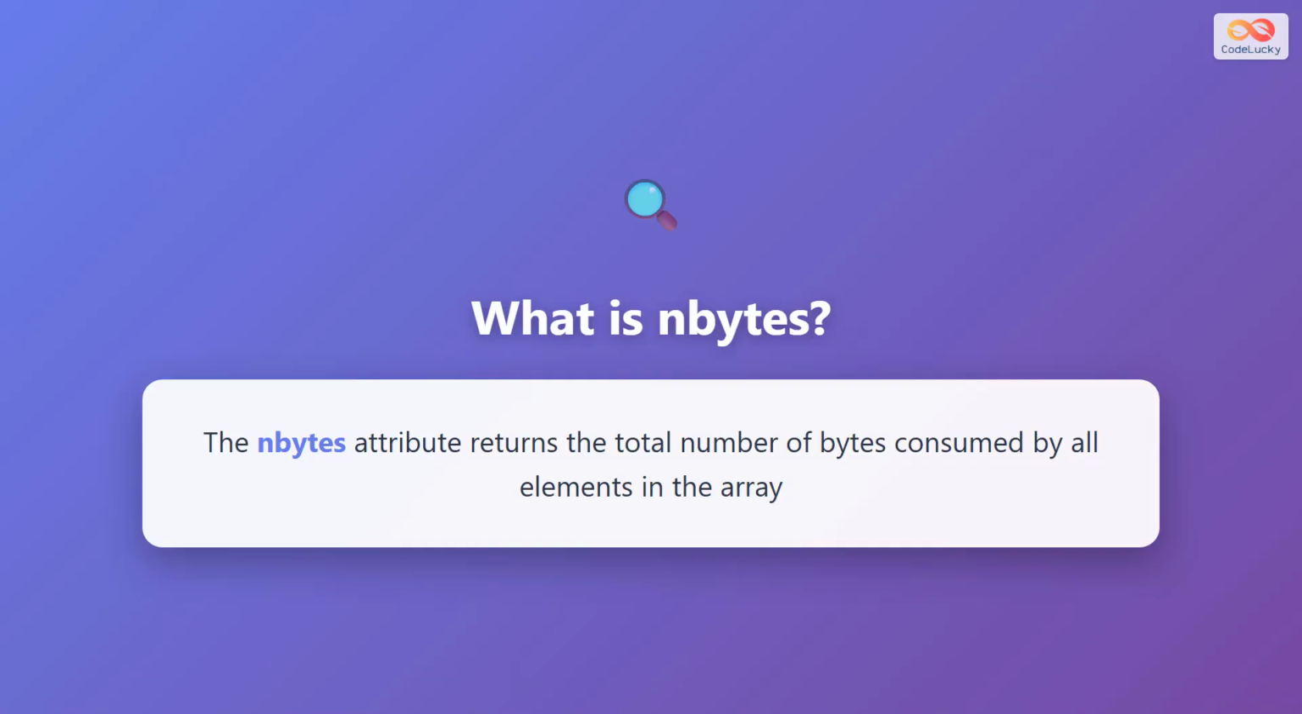The nbytes attribute is a property of NumPy arrays that tells us exactly how much memory our array is consuming. Specifically, it returns the total number of bytes used by all the elements stored in the array. This is different from the array's size or shape. It gives us the actual memory footprint in bytes.